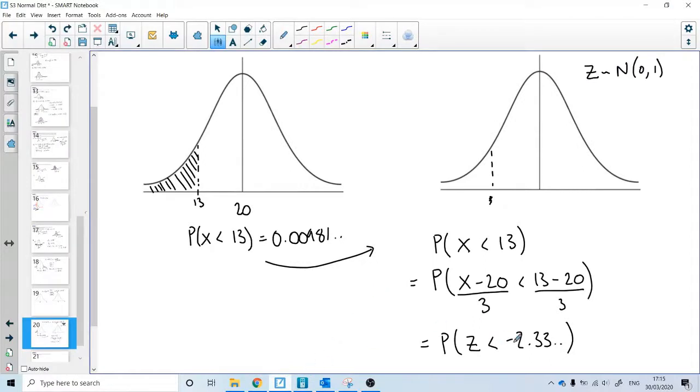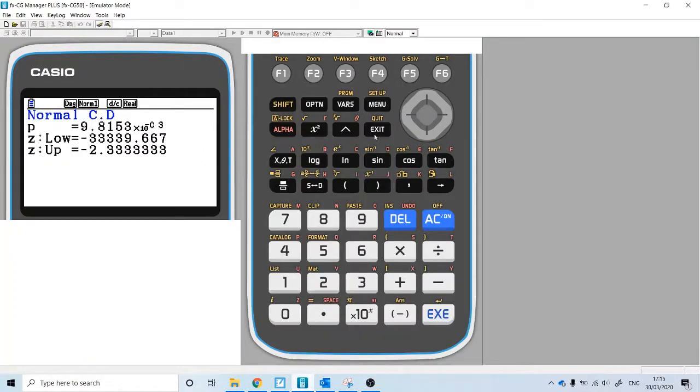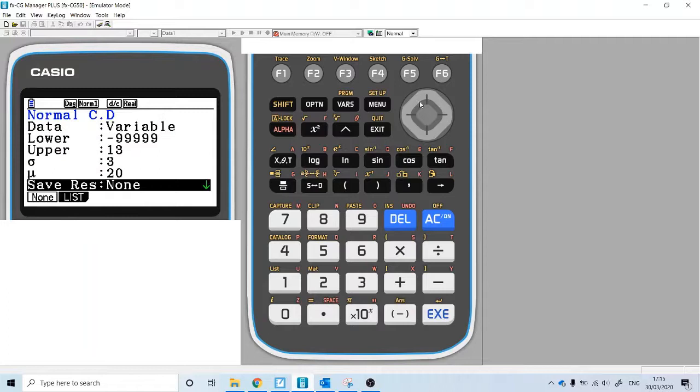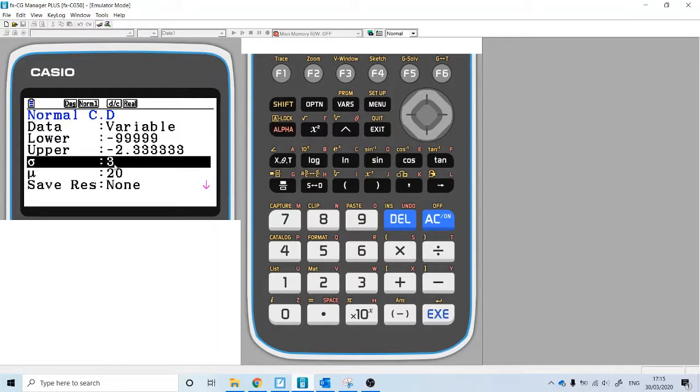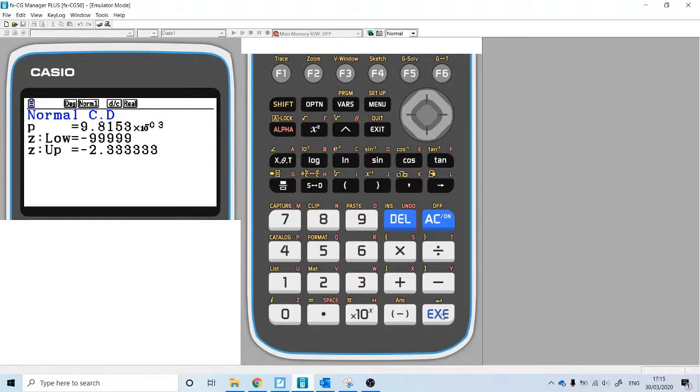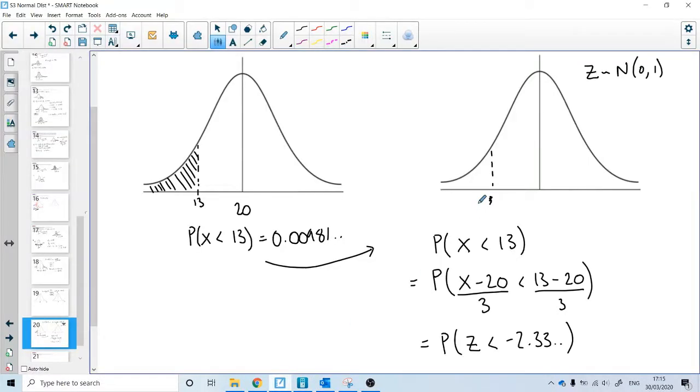So the probability of z being less than minus 2.33, we're going to put our lower this time as minus 2.33. And because we're working with z, our standard deviation of z is 1 and the mean of z is 0. And we do get the same answer of 0.00981.